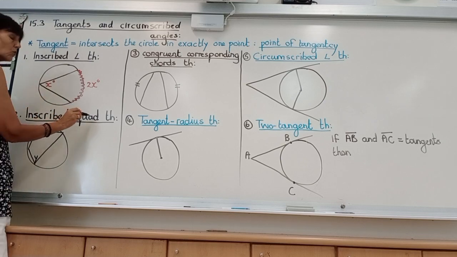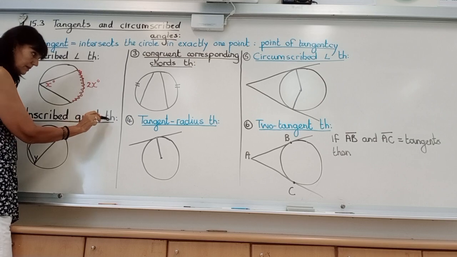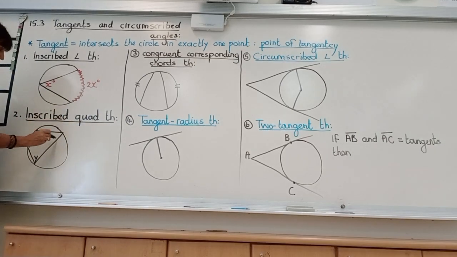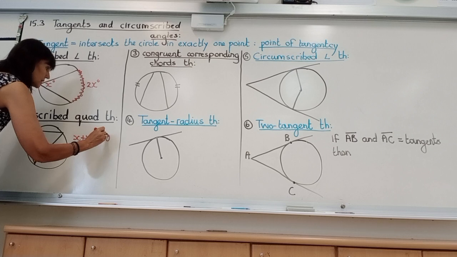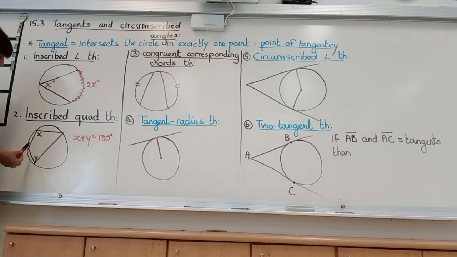The inscribed quadrilateral theorem: when I have a quadrilateral with 4 different vertices on the circumference of a circle, what do we know about this quad? The opposite angles are supplementary. x plus y must be equal to 180 degrees. And I could have written down the x and the y there too. This pair of opposite angles will also be supplementary.